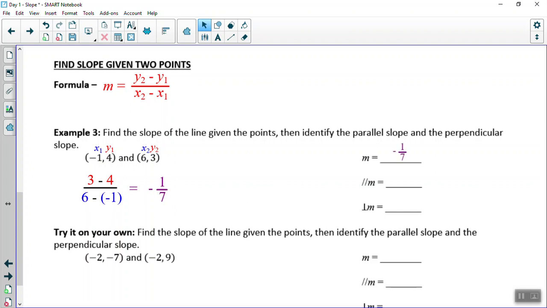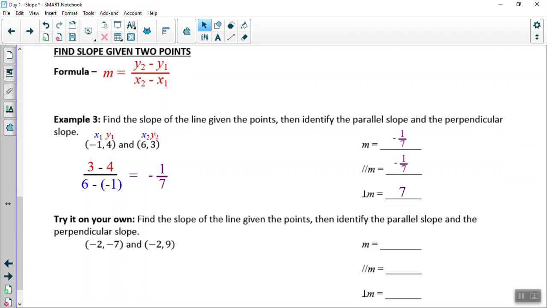So my slope is negative 1/7. The slope of a parallel line would also be negative 1/7. The perpendicular slope, we have to switch and flip. Switch from a negative to a positive and flip 1/7 to 7/1, which is just positive 7.